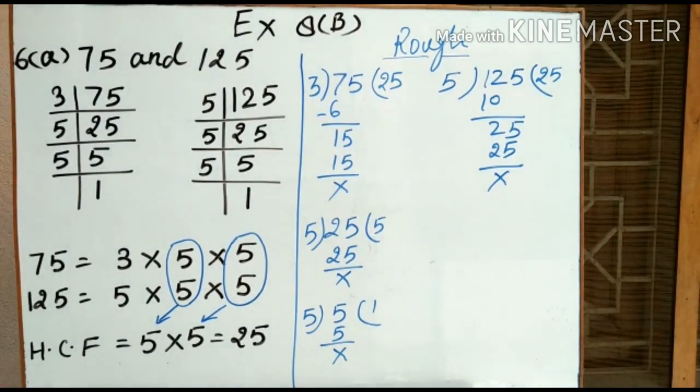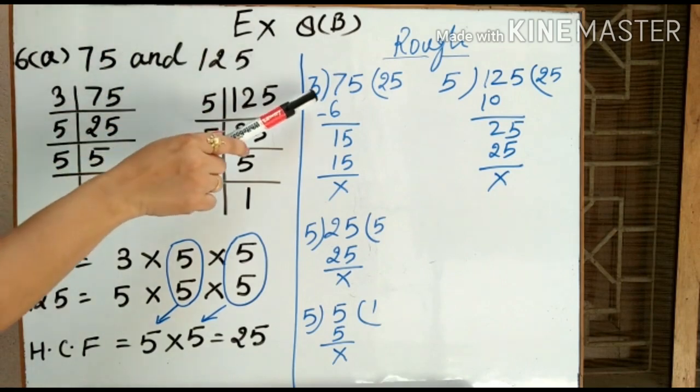Question number 6. Find the HCF of the following numbers by the prime factor method. In this method also we will find the factors of each number, but in this way. How? First of all, we will write the number 75 like this. Now we will choose the smallest prime number which can divide 75 exactly. We know that 75 can be divided by both 3 and 5. But in this method, we always choose the smallest prime number, that is 3.